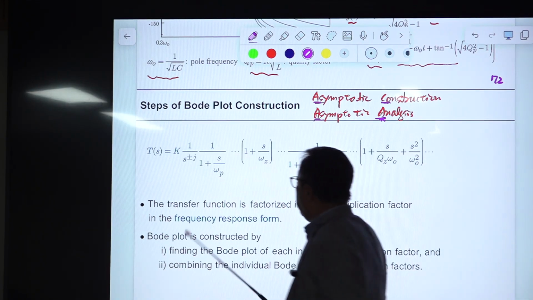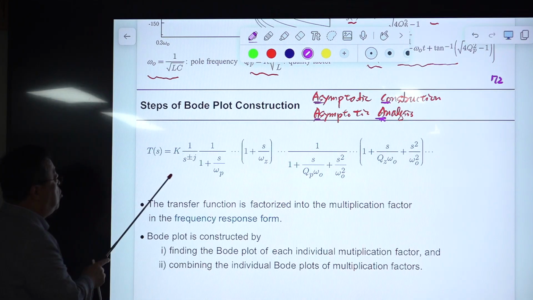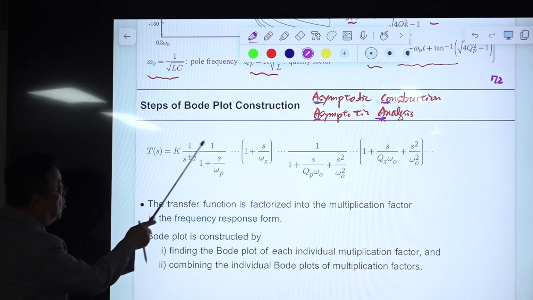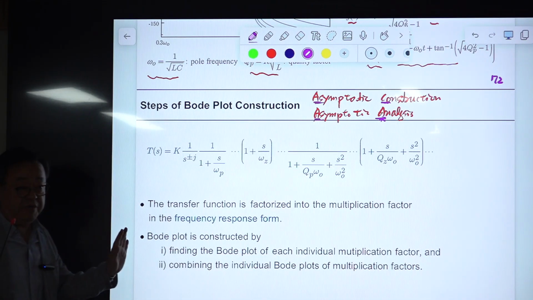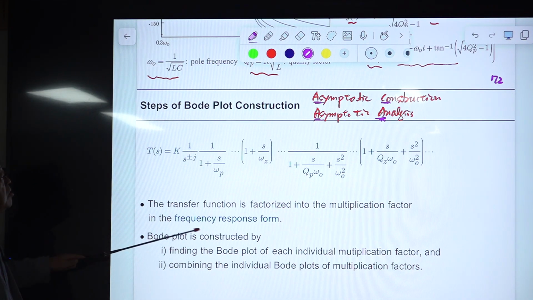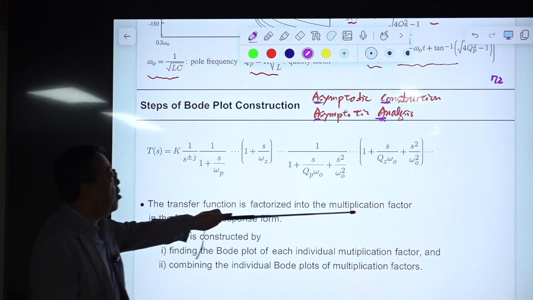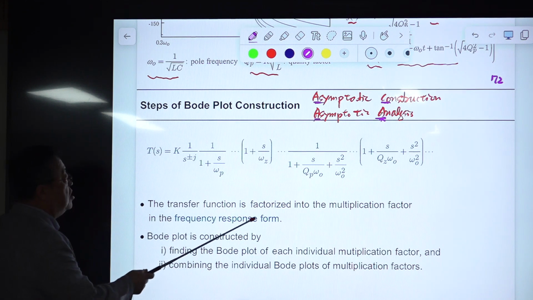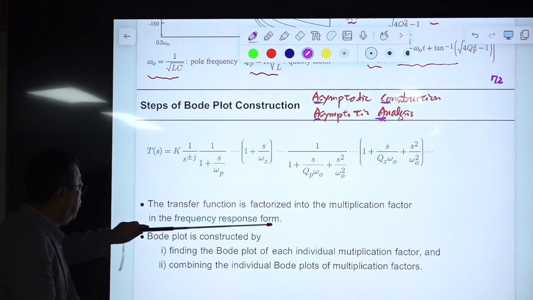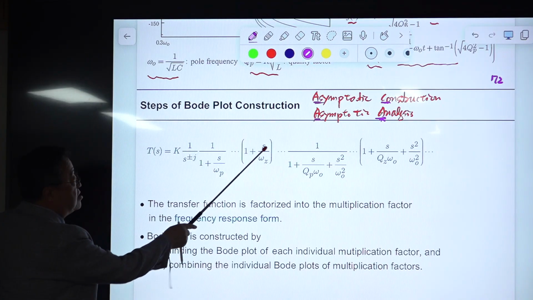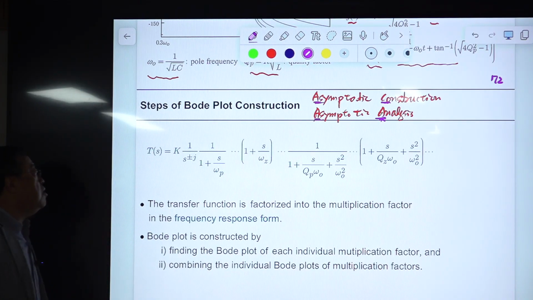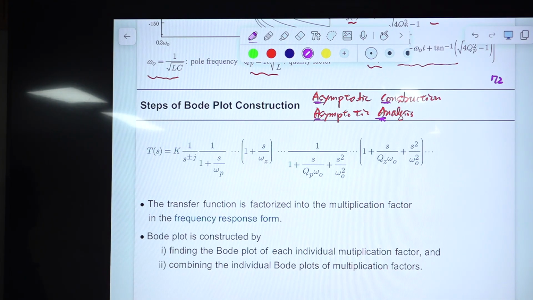So we'll be talking about the Bode plot of this one, this one, this one, individually, okay? I don't know what others call it, but I'm calling this the multiplication factor. So the transfer function is factorized into multiplication factor form, and each of these, 1 plus s divided by something, this form is called frequency response form. Previously I was calling it standard form. Some guy complained why that is standard. So okay, then I call it frequency response form, okay?